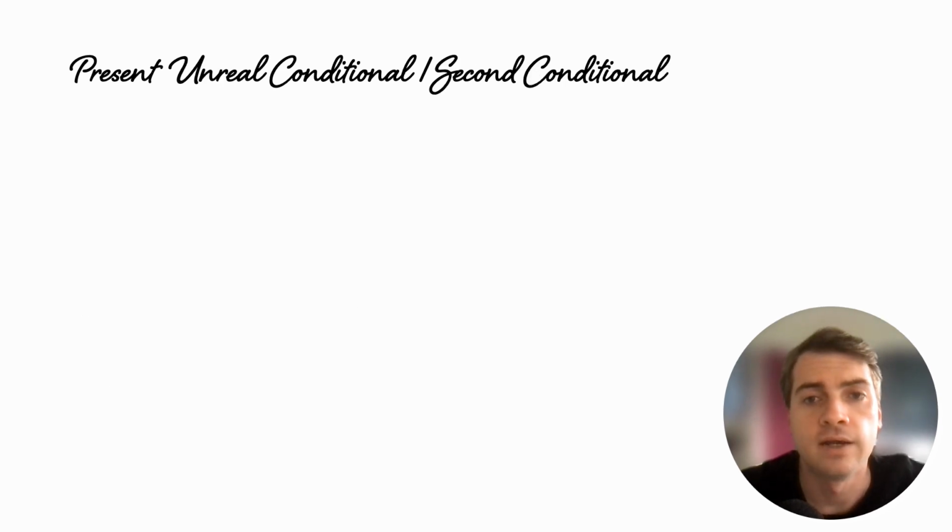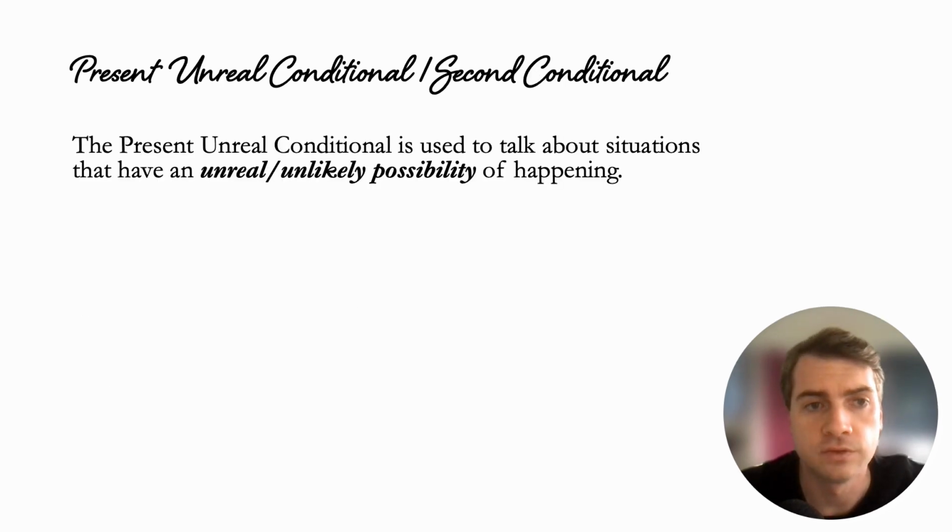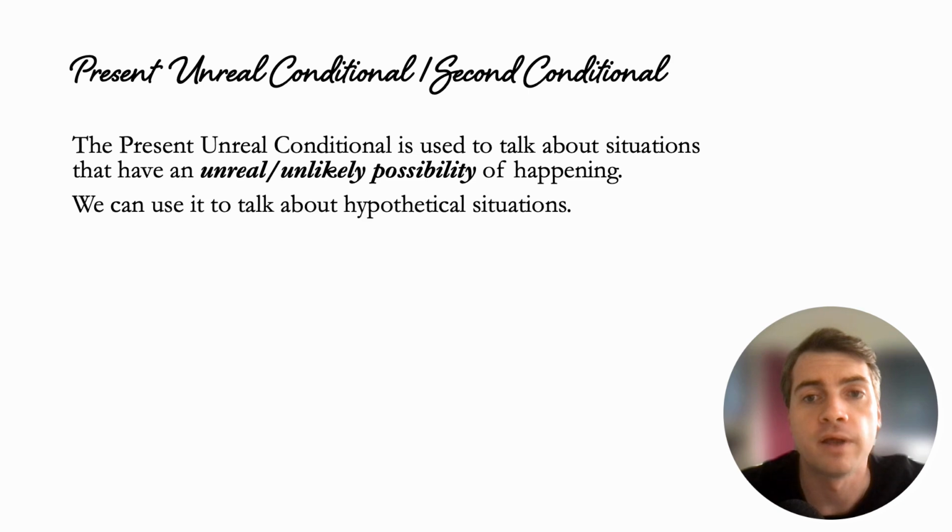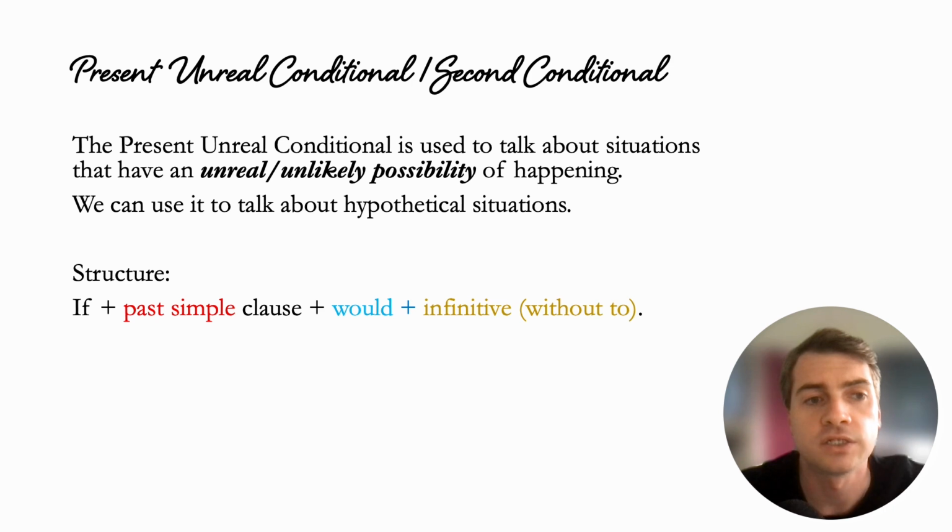Okay, now the present unreal conditional is used to talk about situations that have an unreal or unlikely possibility of happening. We can use it to talk about hypothetical situations, okay? Hypothetical situations. The structure is if plus a past simple clause plus would, which is the past tense of will, right? Plus the infinitive without to.